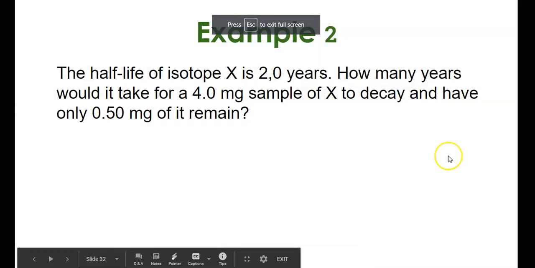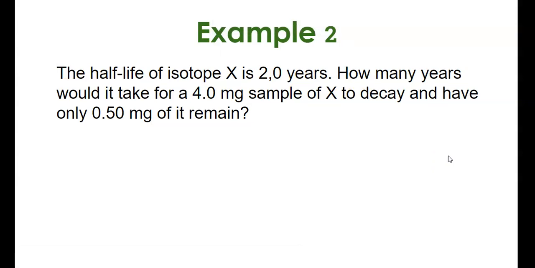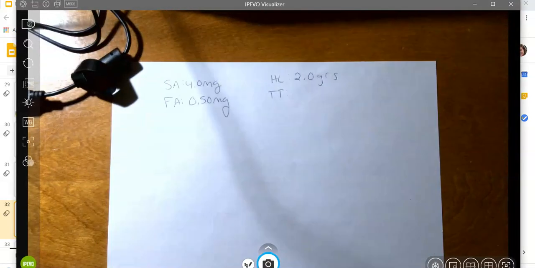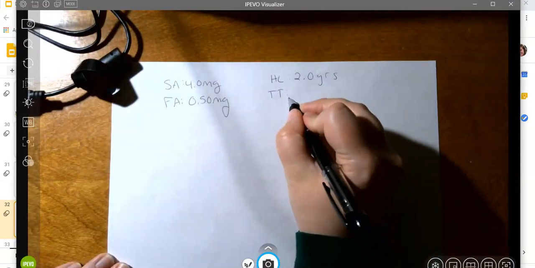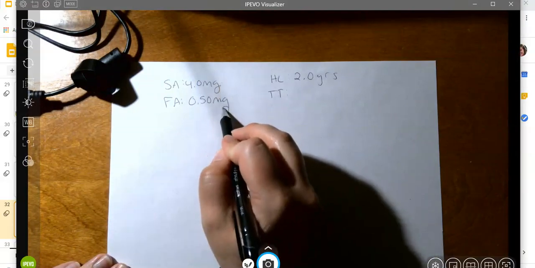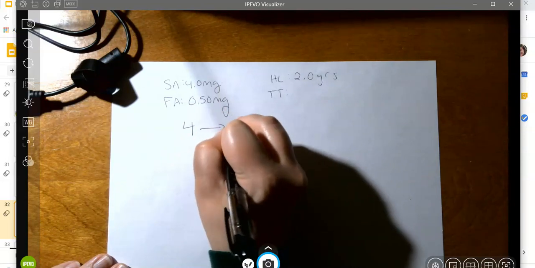So let's take a look at another example. This example says the half-life of isotope X is 2 years. How many years would it take for a 4 milligram sample of X to decay and have only 0.5 milligrams remain? Okay, so this is a little bit different because we're solving for something different here. In this problem, we want to find the total time. So what we really need to know is how many half-lives did it take to get from 4 to 0.5? So I'm just going to start drawing arrows.